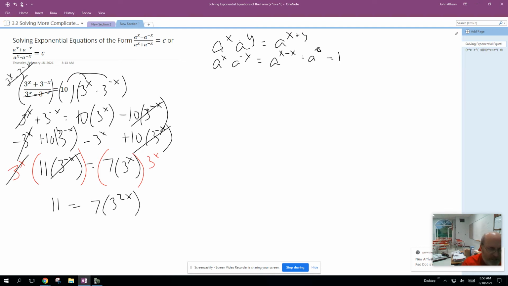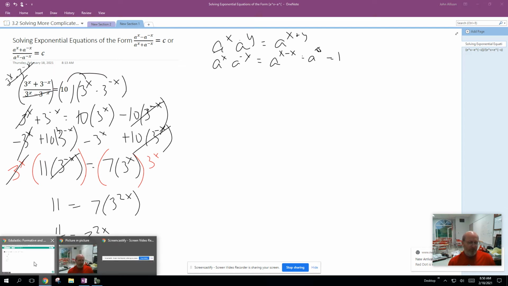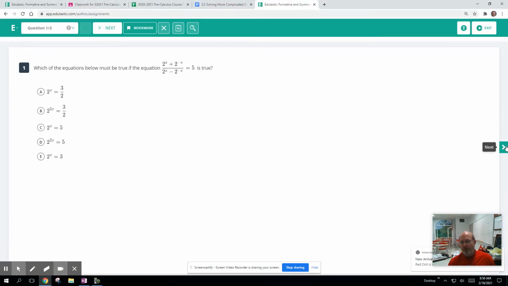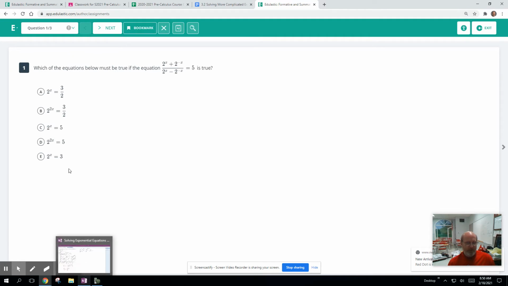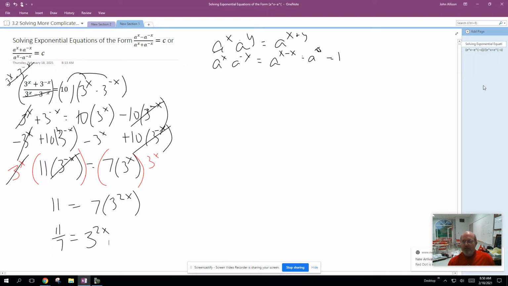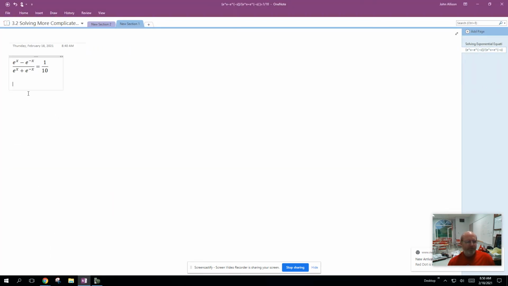And when we divide that by 7, we get 11 sevenths equals 3 to the 2x. And that's the form of the solutions that you're going to see for your exit ticket and your homework today. Later next week, we will learn how to solve those algebraically using logarithms. But for now, that's where we're going to get to, is those equations. Let's do another example like that, and we'll call it good.